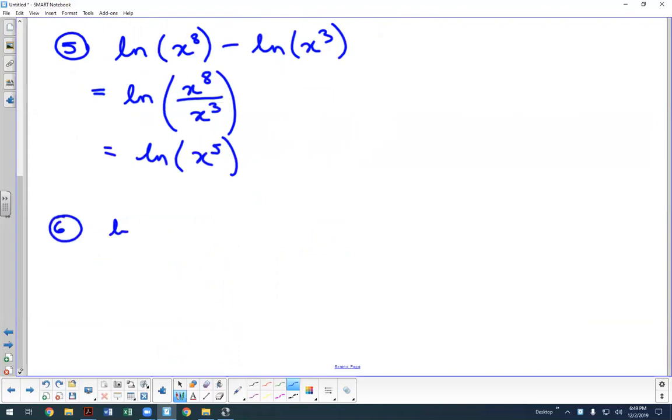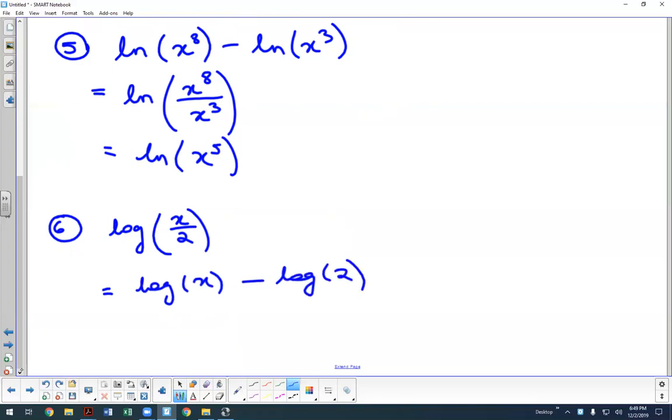This one is log of x divided by 2. They're asking us to use sum or difference of multiples of logs. Raylan, what do you think will happen? Log of x minus log of 2. Yeah, the numerator will become the first logarithm, so log of x, and then minus. The denominator becomes the second logarithm, so that will be log of 2. And of course, there's nothing else we can do to simplify this, so leave it as it is. Log of x minus log of 2.